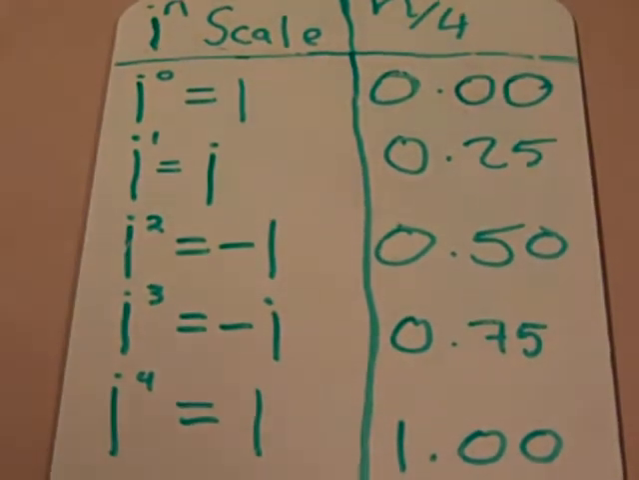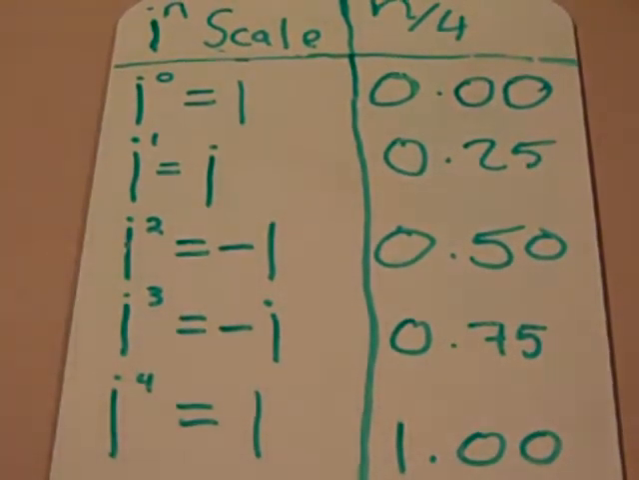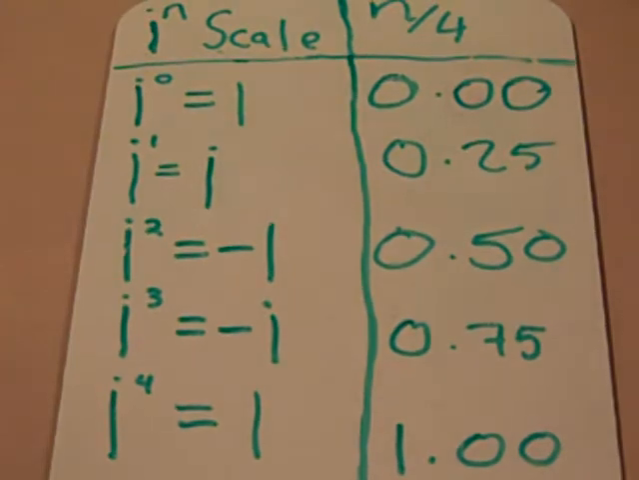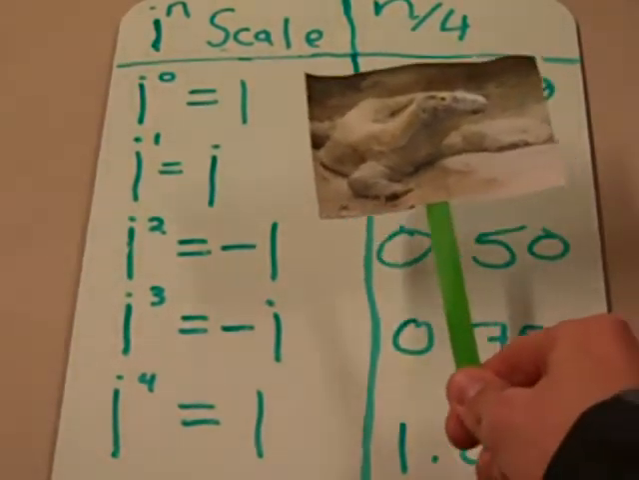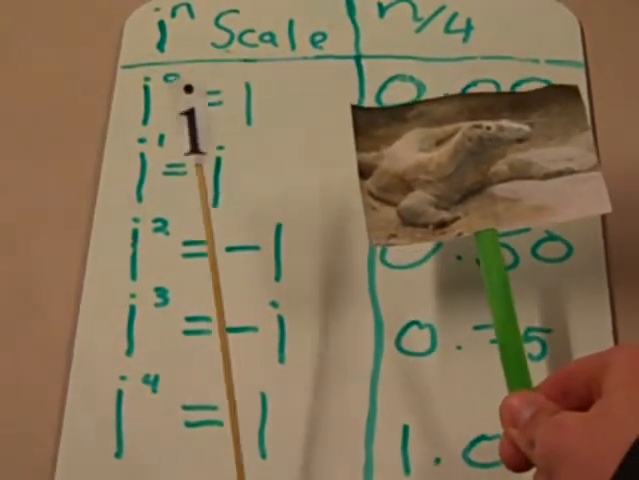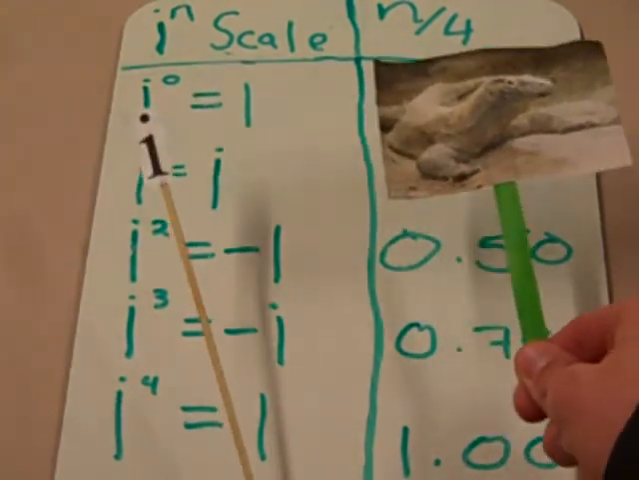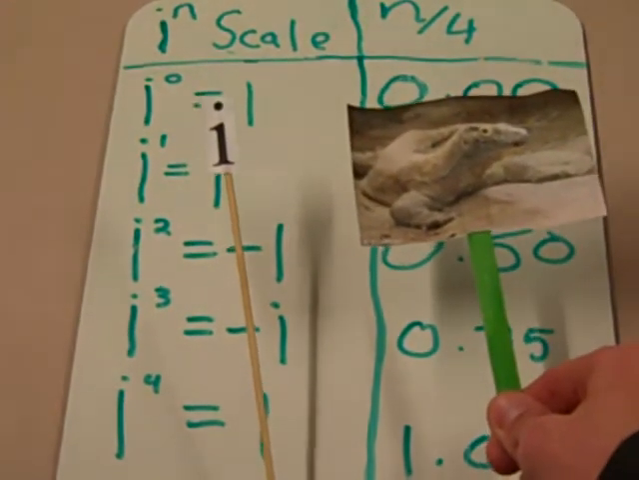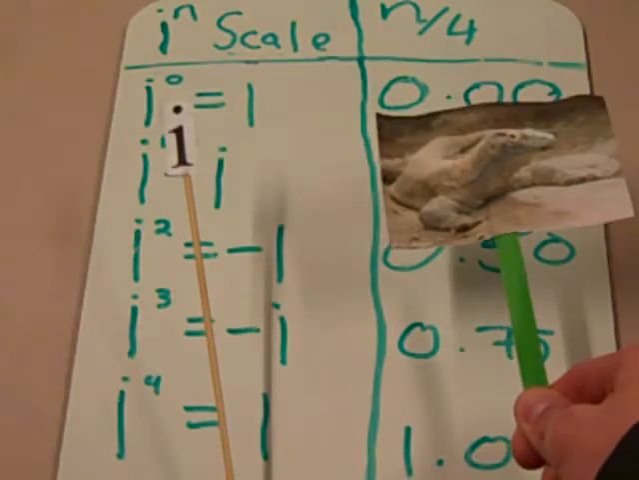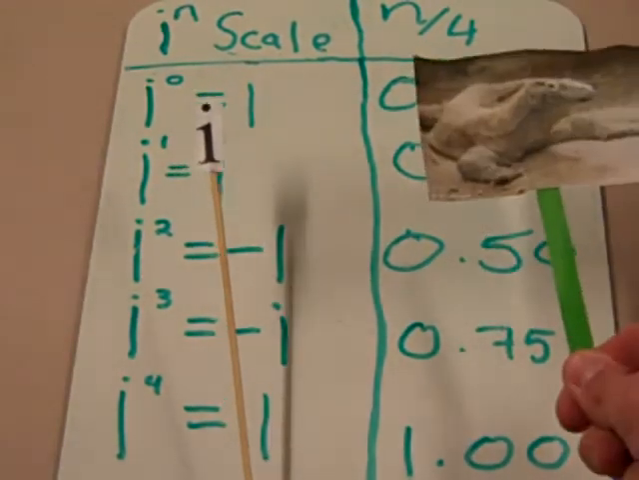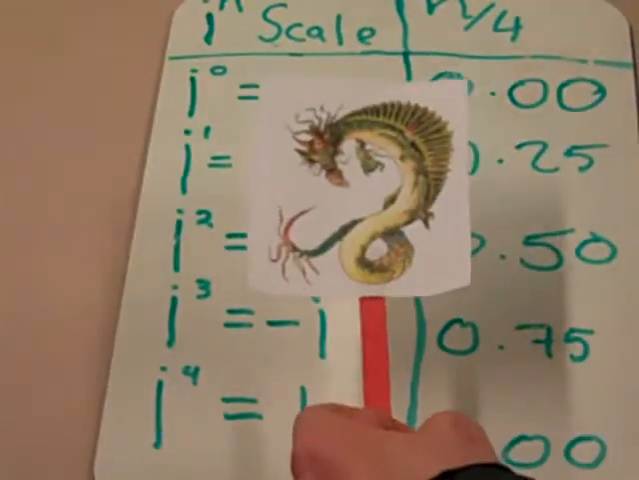Now this is getting a little complicated, so I think we need some diagrams here. Here we have a Komodo dragon. Think of it as a real number. And here we have the square root of -1, also known as i. Normally these two wouldn't get along, but with this new math concept, when you multiply this Komodo dragon by i, we get a dragon, which is an imaginary animal.